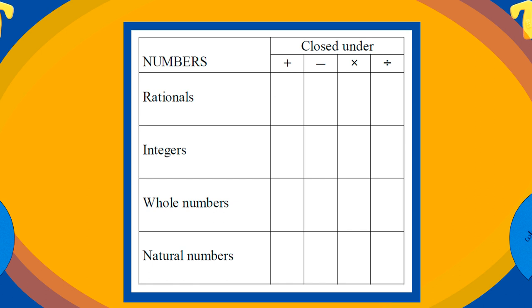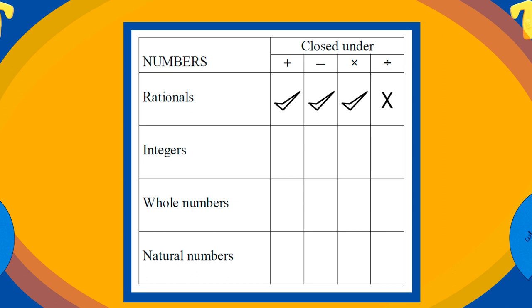Now, let us observe with respect to rational numbers. Rational numbers under addition are closed, therefore a right mark is there. Under subtraction, it is closed, therefore a right mark is there. Under multiplication, it is closed, therefore a right mark is there. As we have seen, division is not closed, therefore a cross mark is there.